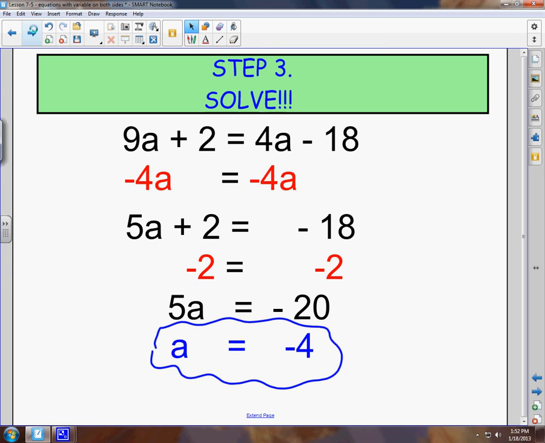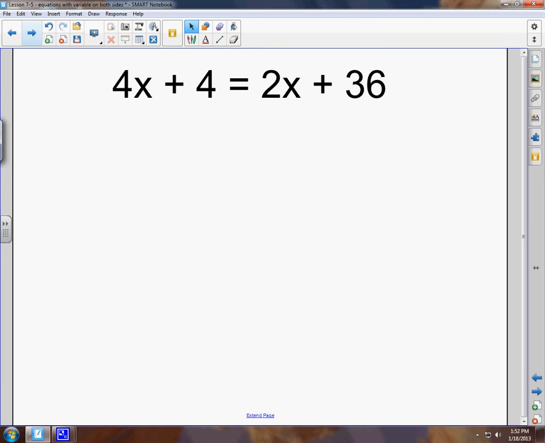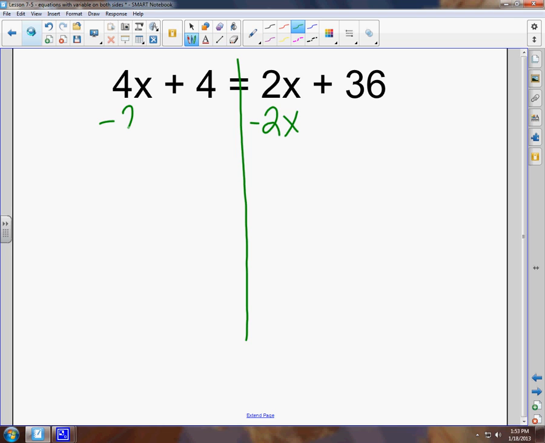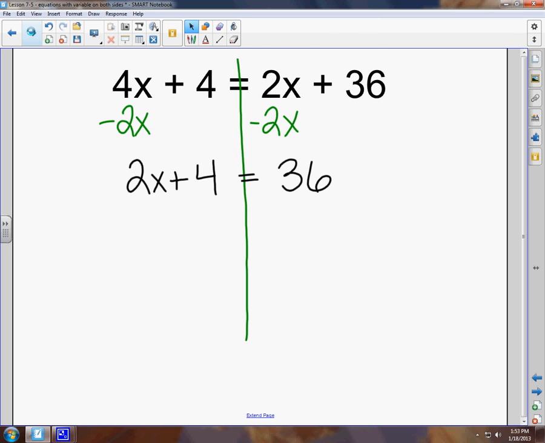Okay, so let's try some examples. So here's example 1. Try this in your notes and then push pause and we will go over it. All right, so I am going to minus 2x from both sides. Now you could do minus 4x also, and if you did everything right, we should get the same exact answer.